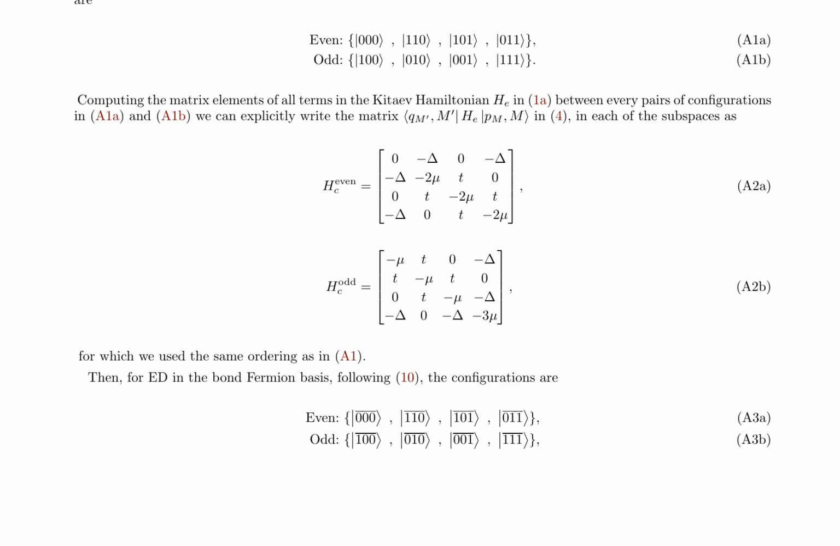The research acknowledges support from various programs and grants, highlighting the collaborative nature of this work. In the appendix, detailed calculations for a chain of length 3 are provided, including the matrix elements of the Kitaev Hamiltonian. These calculations serve as a valuable resource for researchers seeking to build upon this study.